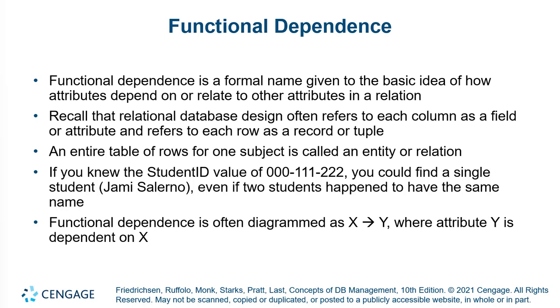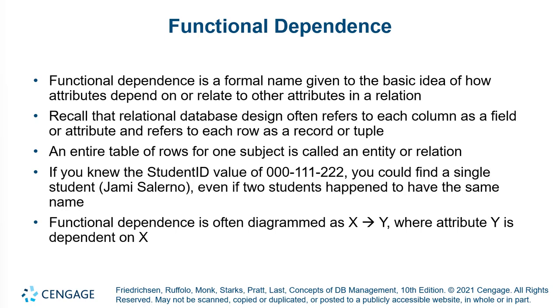All of those other attributes are functionally dependent upon that student ID number, right? And all we really mean by that is that just by looking at a unique student ID number, we can determine the student's name, the student's major, the student's address, all of that other information, all of those other attributes in the table. When we can do that, we have functional dependency.